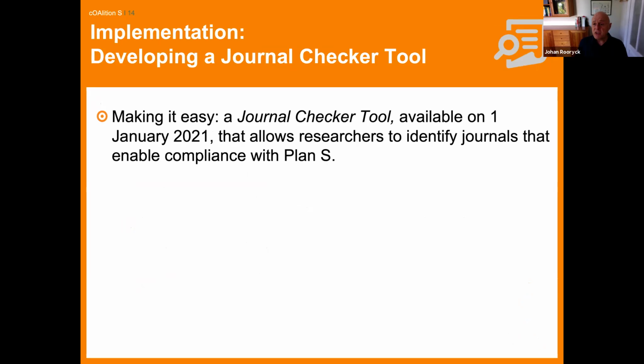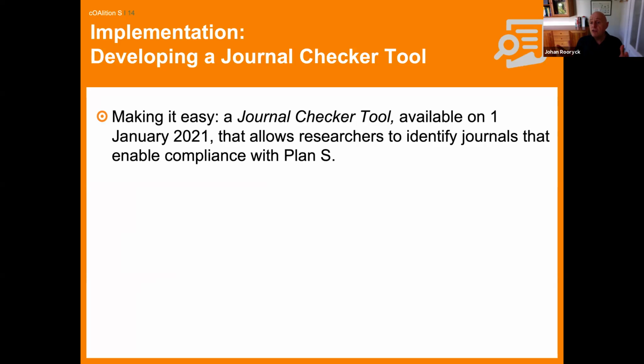About our implementation as well, I had said that we would make it easy for researchers. Well, we are developing a journal checker tool that will be available as of 1st January 2021 for the researchers that have to apply Plan S. And this will allow researchers to identify those journals that are compliant with Plan S.